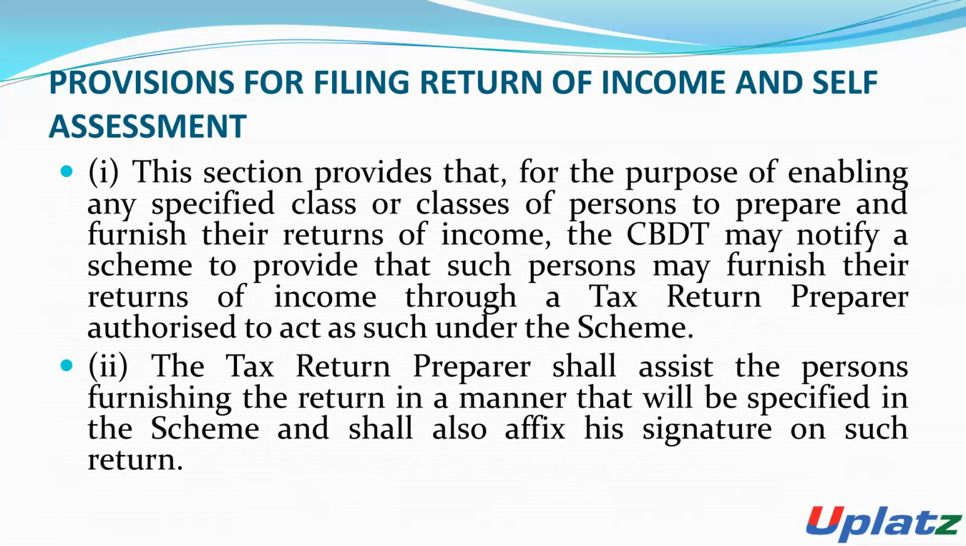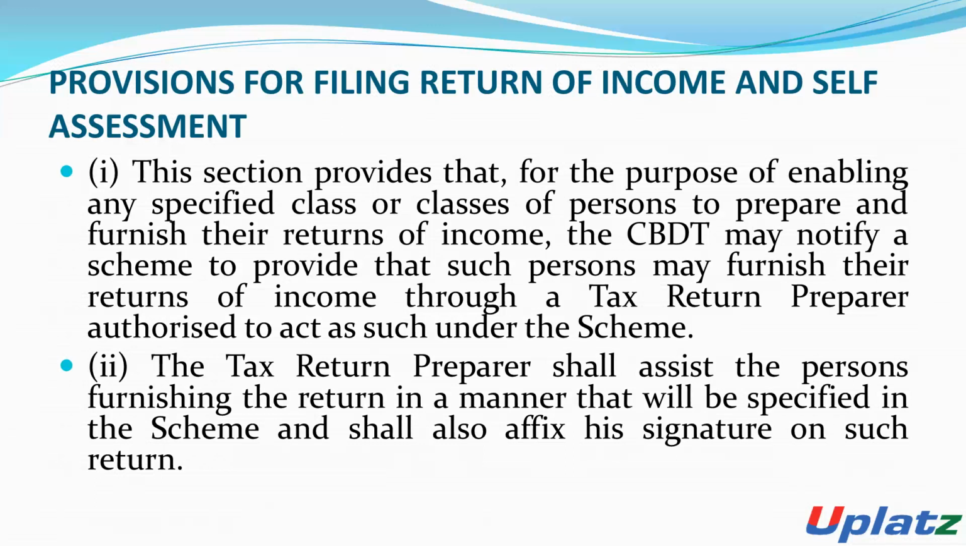The CBDT may notify a scheme to provide that such persons may furnish their return of income through a tax return preparer authorized to act under the scheme. There are many persons who will be considered as tax return preparers, and these persons are authorized under the Income Tax Act to furnish the return on behalf of the assessee. On the basis of the application, the CBDT determines or notifies the persons who will be eligible to furnish the return of the taxpayer on their behalf.